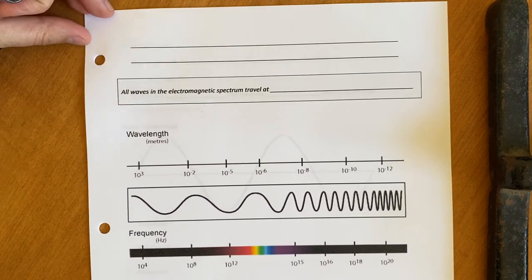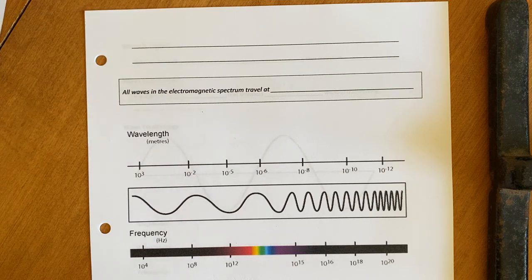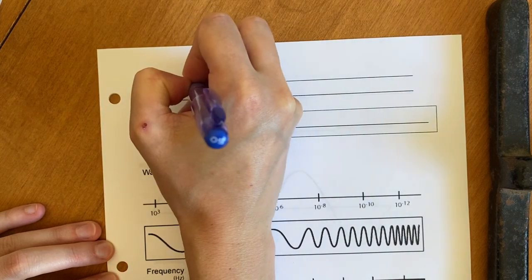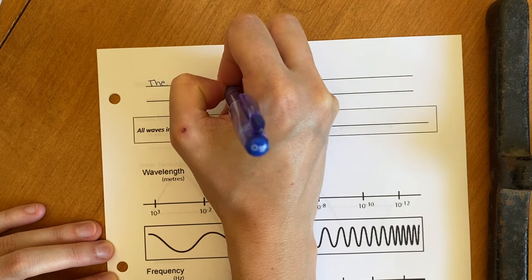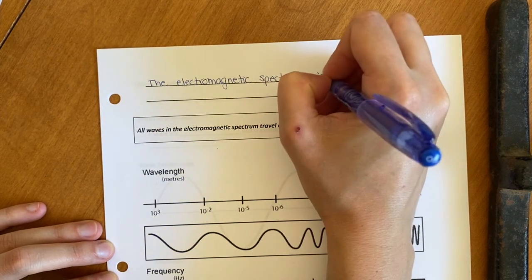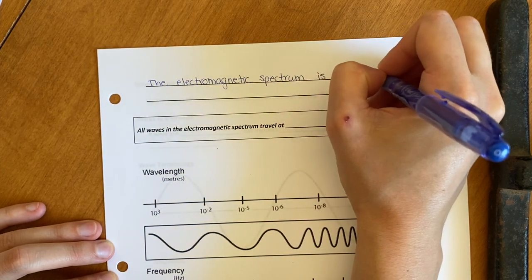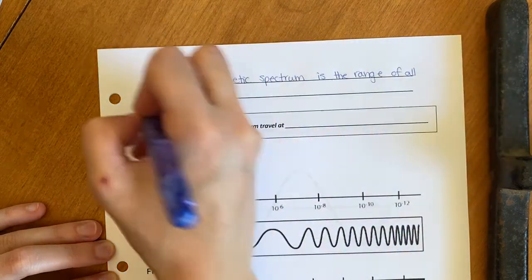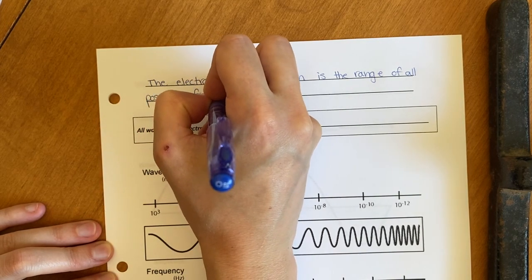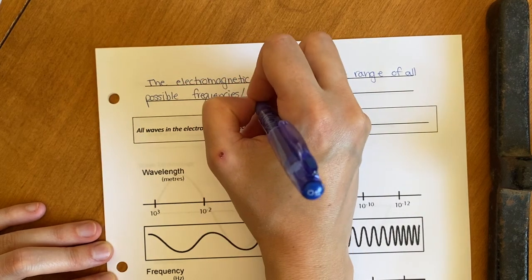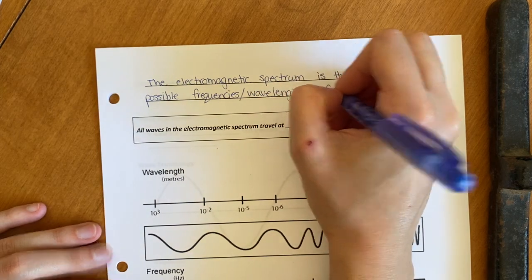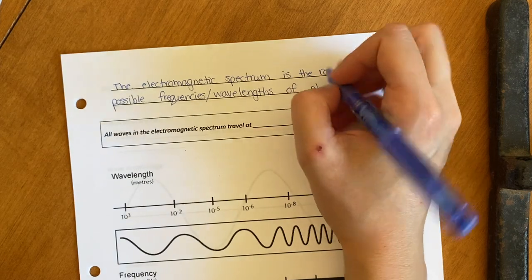So first of all, the electromagnetic spectrum is the range of all possible frequencies or wavelengths of electromagnetic radiation.